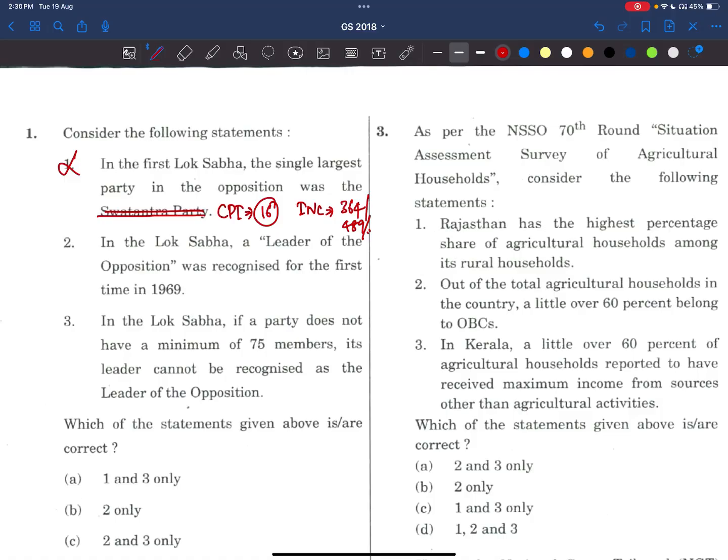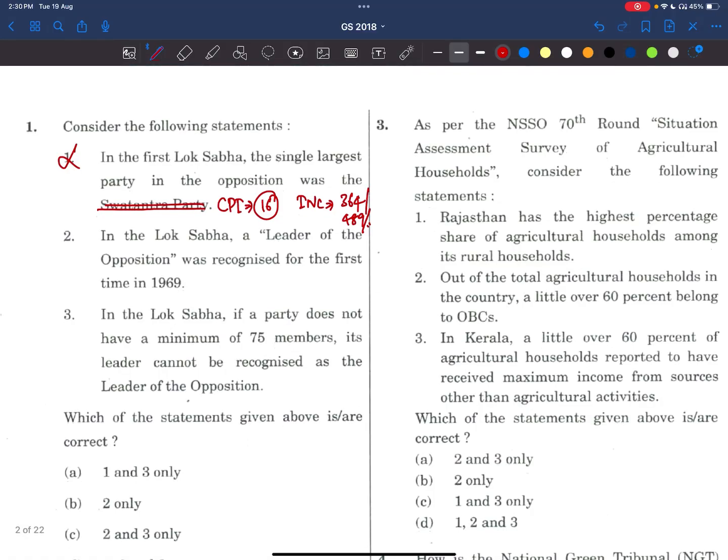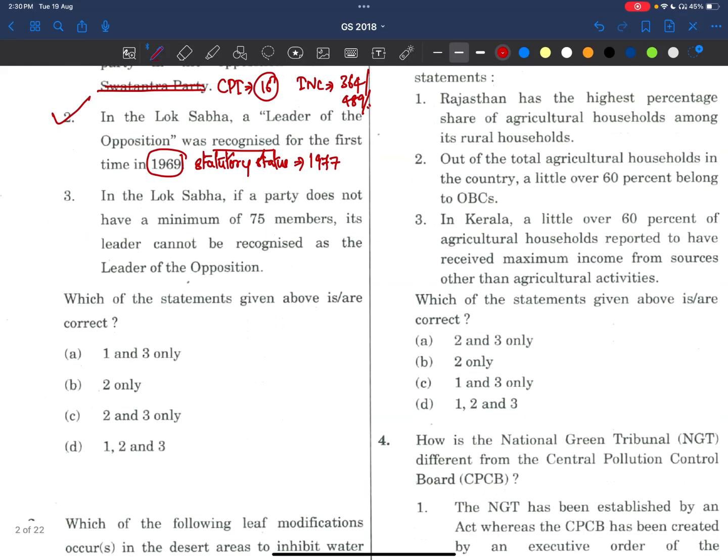In the Lok Sabha, a leader of opposition was recognized for the first time in 1969. Yes, friends, it was recognized for the first time in 1969, and it was given statutory status, statutory recognition, in the year 1977. See here, the first statement is wrong. Let's remove these options. So we know 2 is right. Let's go to the third statement.